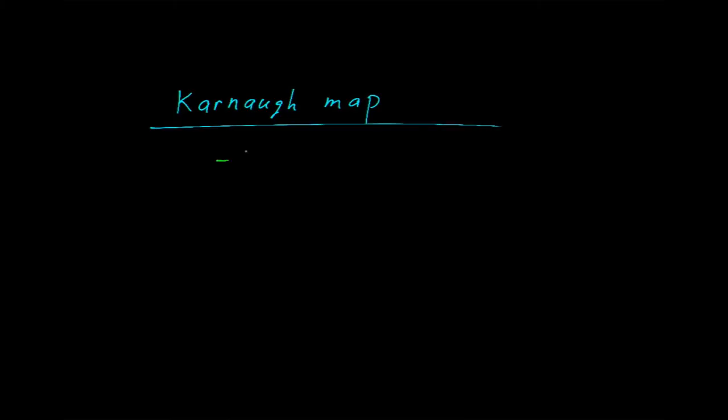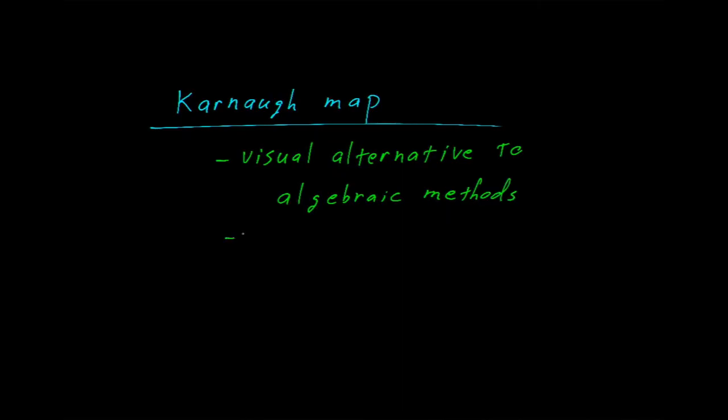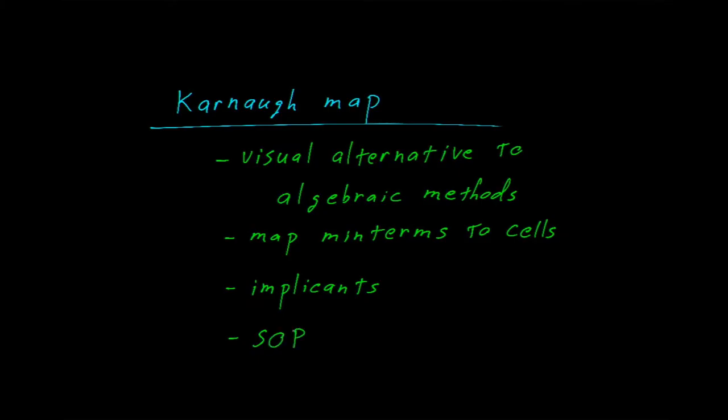You might describe the Karnaugh map as a visual alternative to the algebraic methods. To use the tool, you'll need to map minterms. From there, you can identify what are known as implicants, and that will give you the simplified circuit. Oh, and let's not forget that you'll arrive at a sum of products solution. To keep this video short, let's look at a few examples, and then next time we meet, we'll explore the Karnaugh map in greater depth.